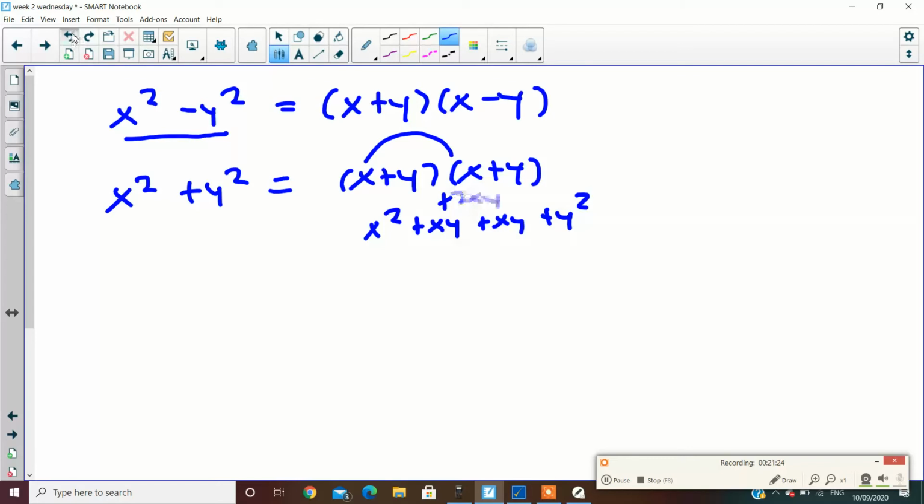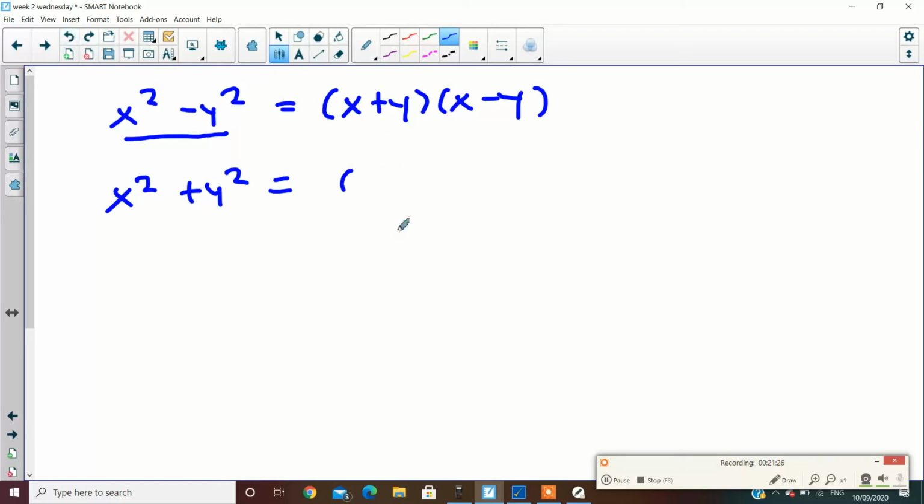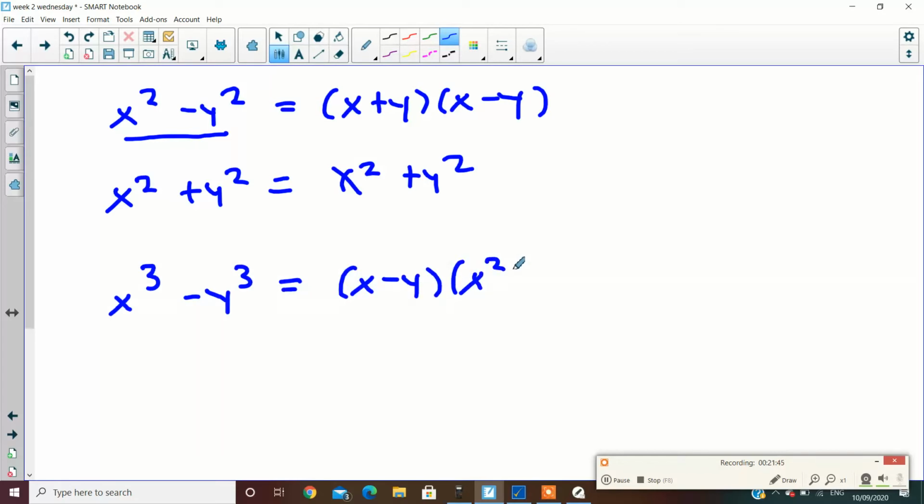So what can we say x squared plus y squared is the same as? It's just the same as itself. Nothing can be done. Next thing. What about x cubed minus y cubed? Well, there is a formula for this. It's (x minus y) into (x squared plus xy plus y squared).